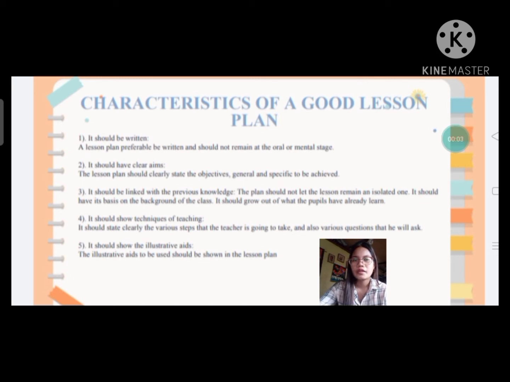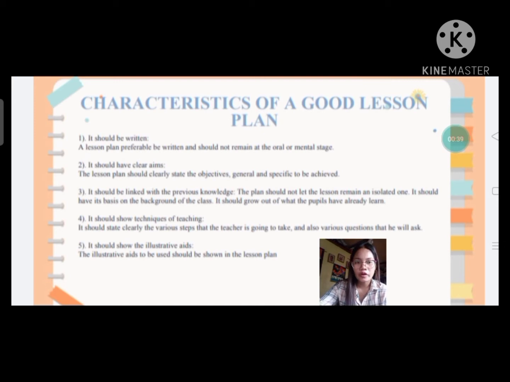Number 3, it should be linked with the previous knowledge. The plan should not let the lesson remain an isolated one. It should have its basis on the background of the class. It should grow out of what the pupils have already learned, so the lesson will remain connected to the class. Linked with the previous knowledge, because of what the pupils learned before, the improvement should be more visible. So the lesson should have a basis on the background of the class.